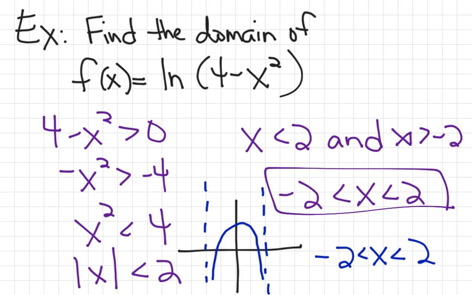Remember, we can also write this in interval notation. Oops, got to write it correctly in interval notation. It would be parentheses negative 2 comma 2 parentheses. Either answer is acceptable with me.